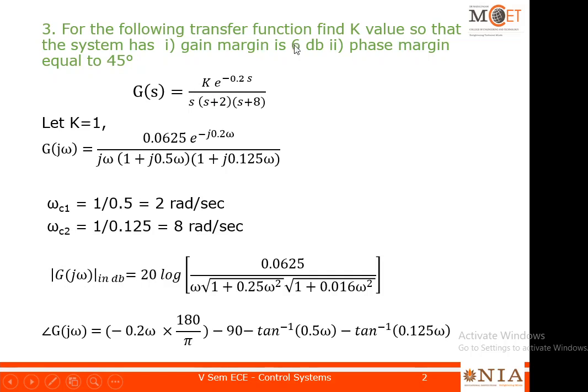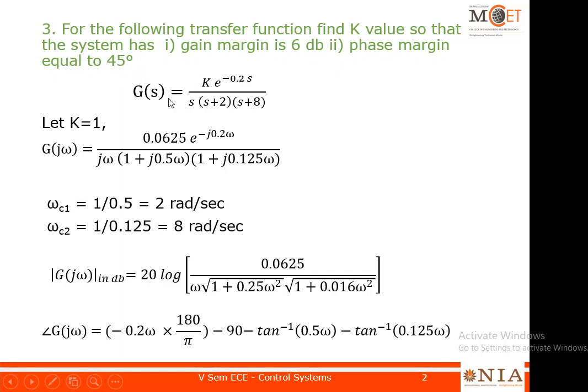Okay, the problem statement is now we have to find the value of k so that the gain margin is 6 dBs. That is the first question, and the second question is you have to find the value of k such that the phase margin is 45 degrees. So now we have to find the value of k for two subdivisions. One is gain margin to be 6 dB and another one is phase margin to be 45 degrees.